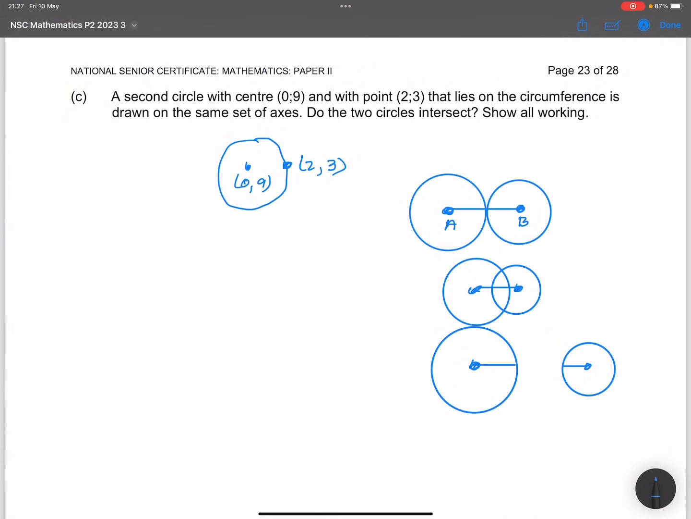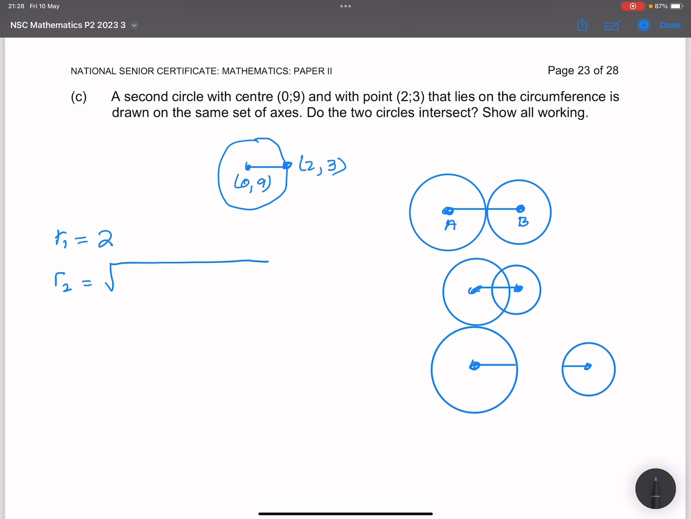Now, here's what we're going to do. I know the radius of the first circle. We said that was 2. Let's find out the radius of this circle. So we're going to find that distance there. We're going to look for R2.